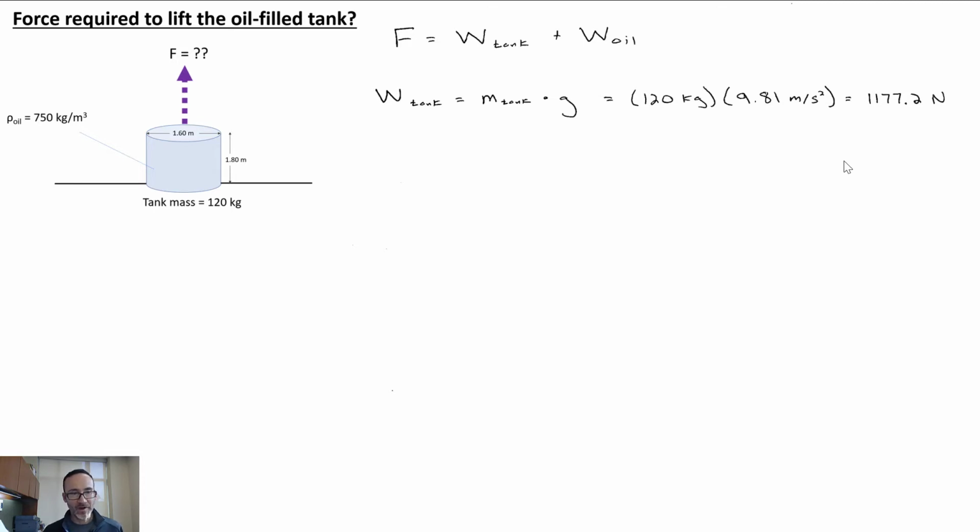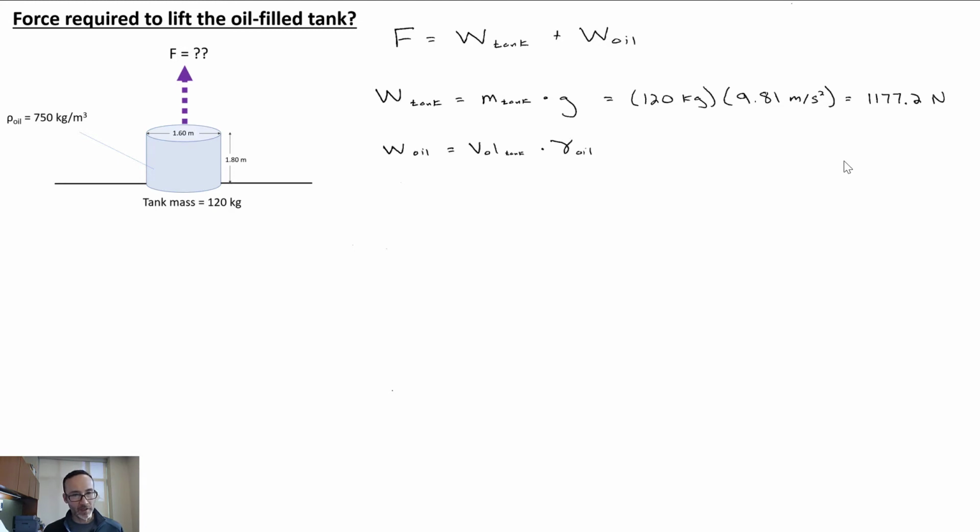A lot of this problem just has to do with unit conversions. If we're given the mass of the tank as 120 kilograms, the way that we're going to convert that into a weight, meaning having units of newtons, is by multiplying by g, 9.81 meters per second squared. As you can see, the weight of the tank, meaning the steel or whatever the material is that this tank is made out of, is 1,177.2 newtons.